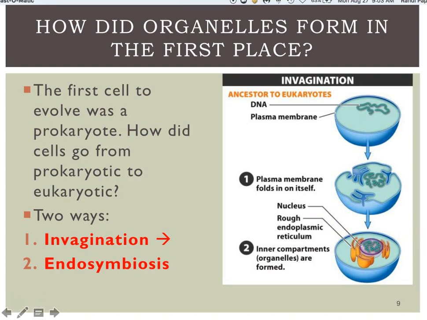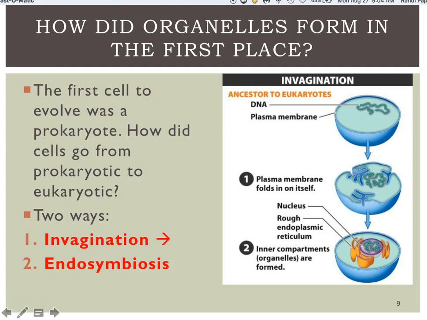Here we go. So eukaryotic organisms have all of these structures. Prokaryotic organisms, the first ones to evolve on the planet, have very few structures. How do you evolve from being a prokaryotic cell into a eukaryotic cell? How do these structures form? And there's two basic ways.